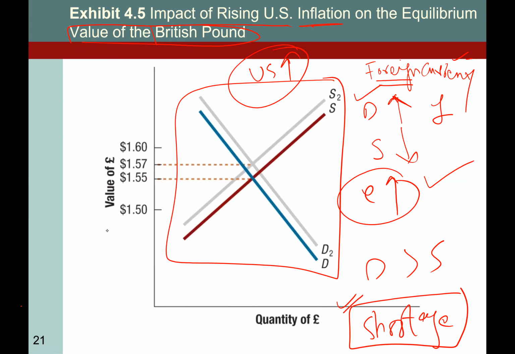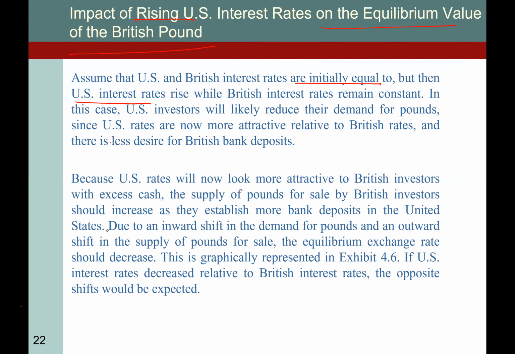So let me just read it down. Assume that the US and British interest rates are initially equal, but then the US interest rate rises while the British interest rate remains constant. In this case, US investors will likely reduce their demand for pounds since the US rates are now more attractive relative to the British rates.